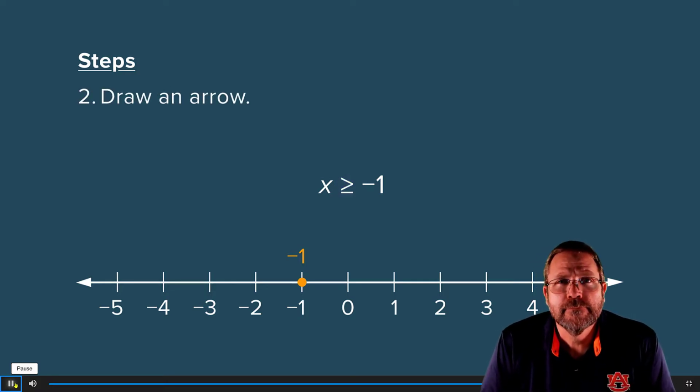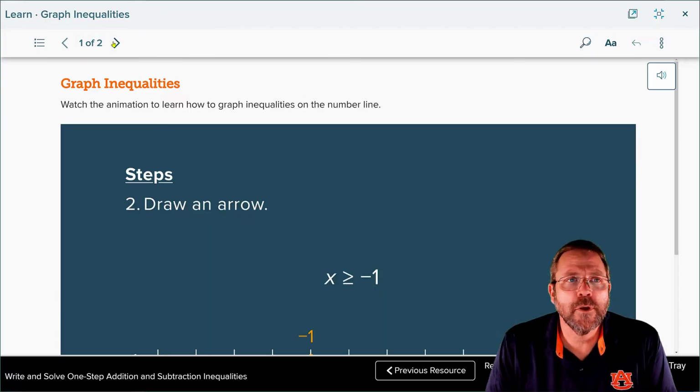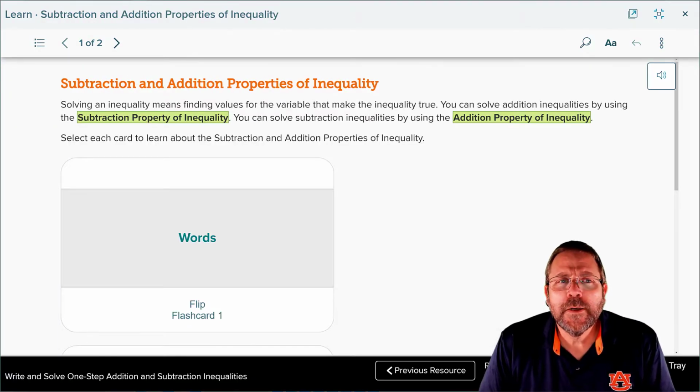Next, draw an arrow from the endpoint. To show that values greater than -1 are solutions, draw an arrow that points to the right. Nothing to do in these, guys. That should be a straight up review from when you were a little kid. Solving an inequality means finding the values for the variable that make the inequality true. You can solve addition inequalities by using the subtraction property of an inequality. You can solve subtraction inequalities by using the addition property of an inequality.